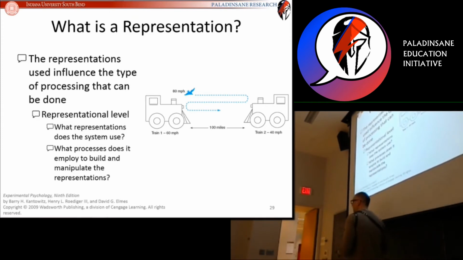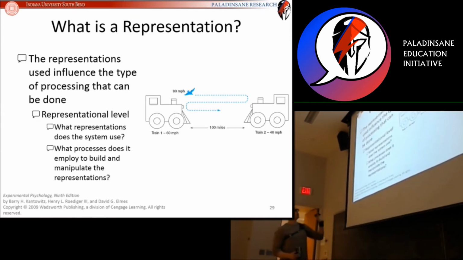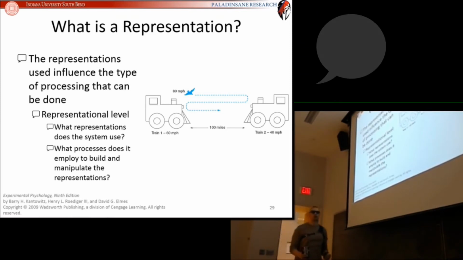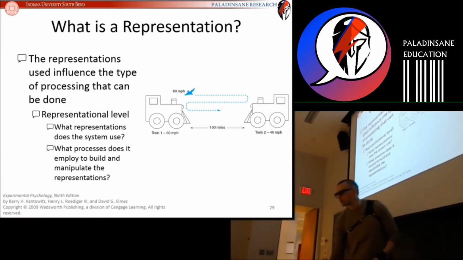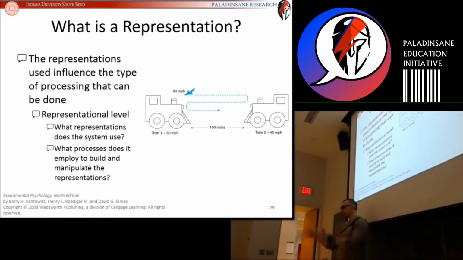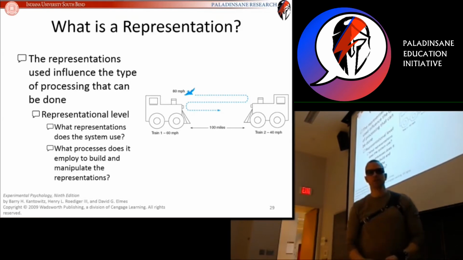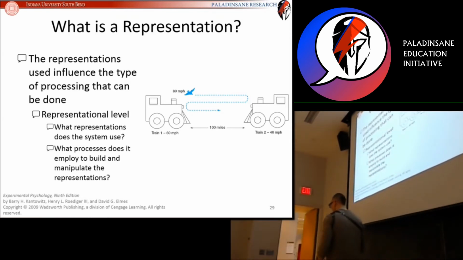So we need to know, as psychologists, what representations our system uses, and then what processes it uses to manipulate those representations. So when information comes in, how is that information represented? How is it coded? How are those representations then manipulated so you can get information out? All right, so any questions on that basic idea? Okay.